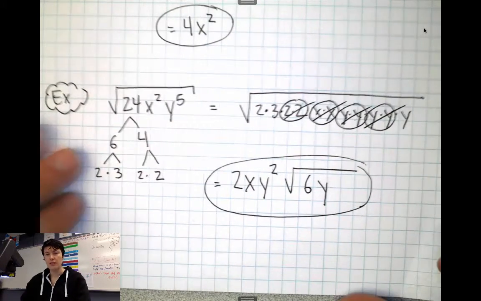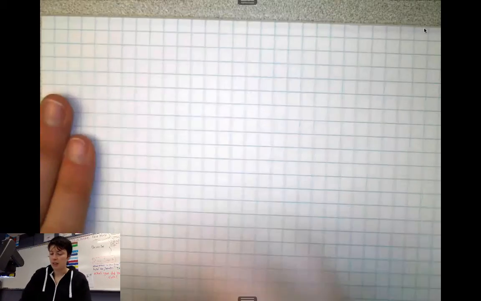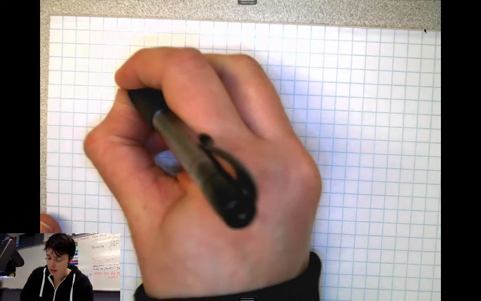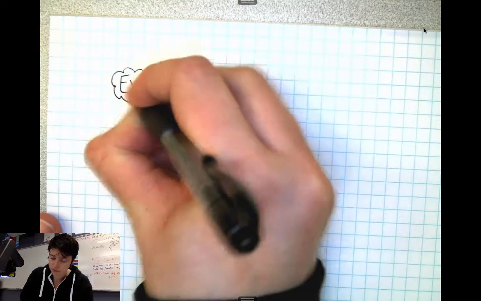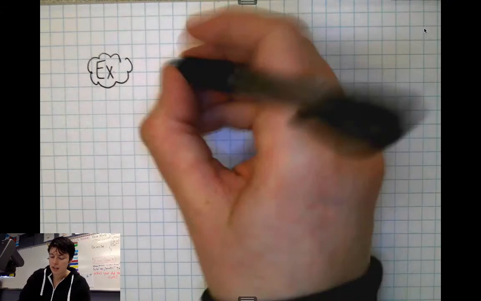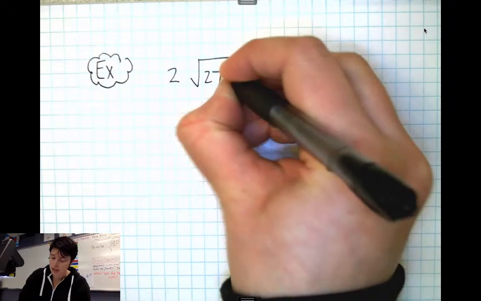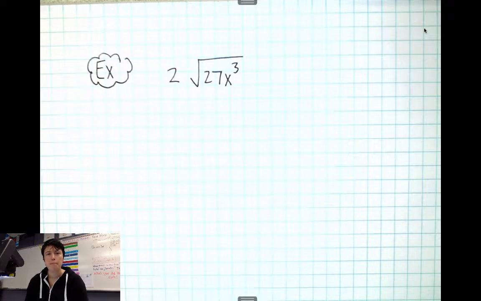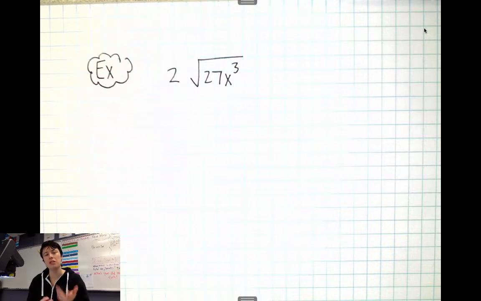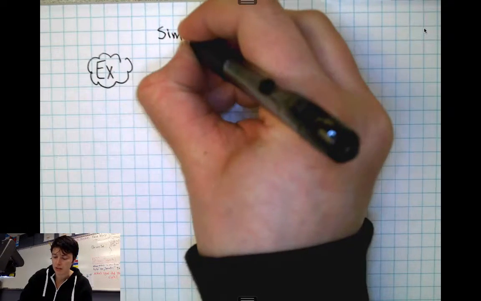Okay, so hopefully you got that right when you tried it on your own. Let me show you some other things. Now let's say, for the next example, that there are already some numbers on the outside of the square root. For instance, I had 2 square root of 27x to the third. But I wanted to simplify it more. I said, can you simplify this radical for me? So that's kind of what my directions are going to be looking like. Simplify.